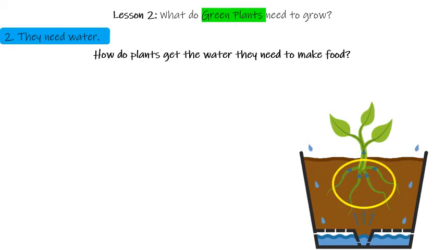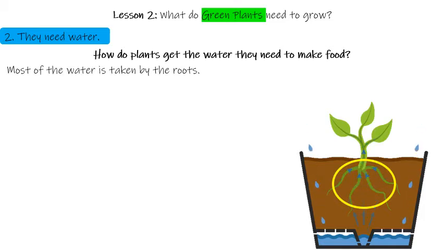Most of the water comes from rain, and the roots of the plants found in the soil have a special job, which is to absorb, which is to take water from the soil, and then the water will go up in the stem, then to the leaves.